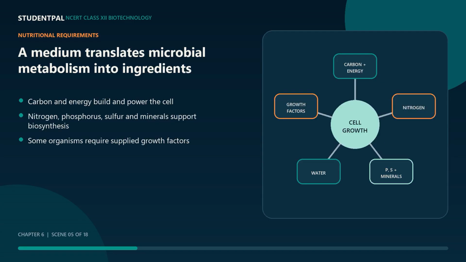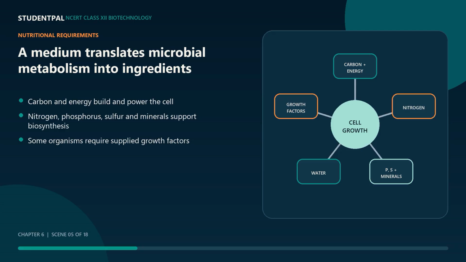To design a medium, begin with metabolism. Carbon supplies the framework for cellular molecules, while an energy source drives biosynthesis and maintenance. In many heterotrophic bacteria, an organic compound can provide both carbon and energy. Nitrogen is needed for amino acids and nucleotides. Phosphorus contributes to nucleic acids, phospholipids and energy transfer molecules. Sulfur contributes to particular amino acids and cofactors.